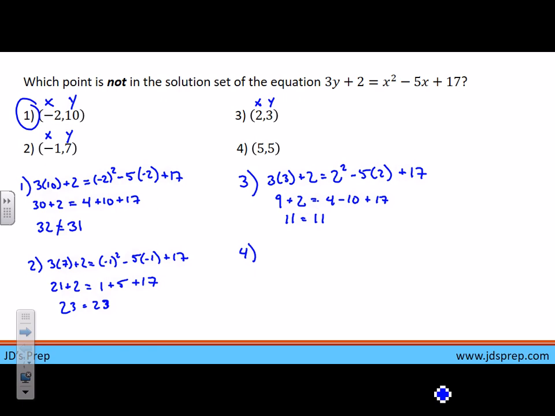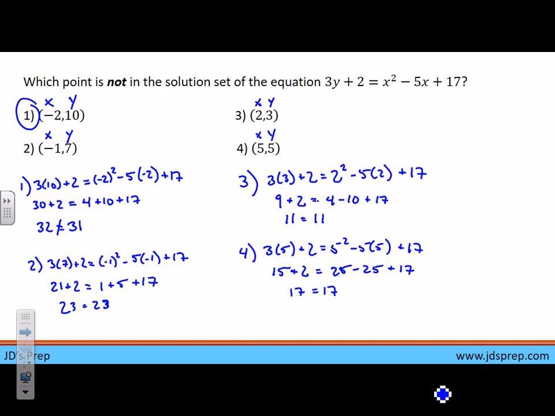And lastly, for the point 5, 5, we have 5 being our x and 5 also being our y. So we have 3 times 5 plus 2 equals 5 squared minus 5 times 5 plus 17. On the left side, we have 15 plus 2. On the right side, 25 minus 25 plus 17 gives us 17 equals 17, which is also true.